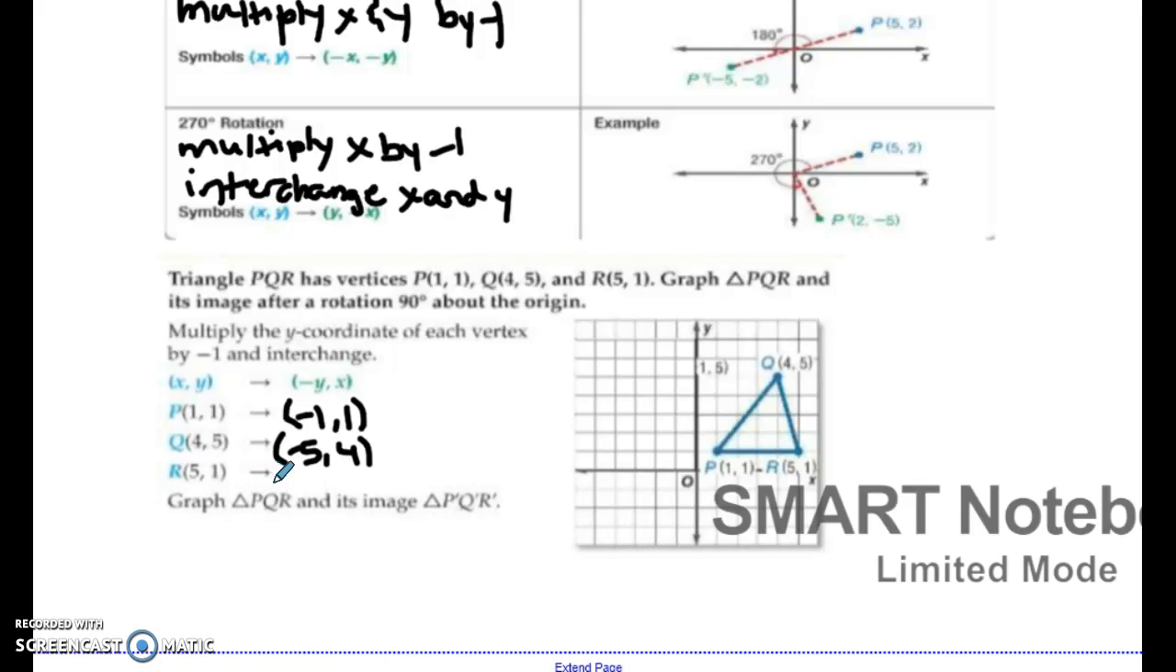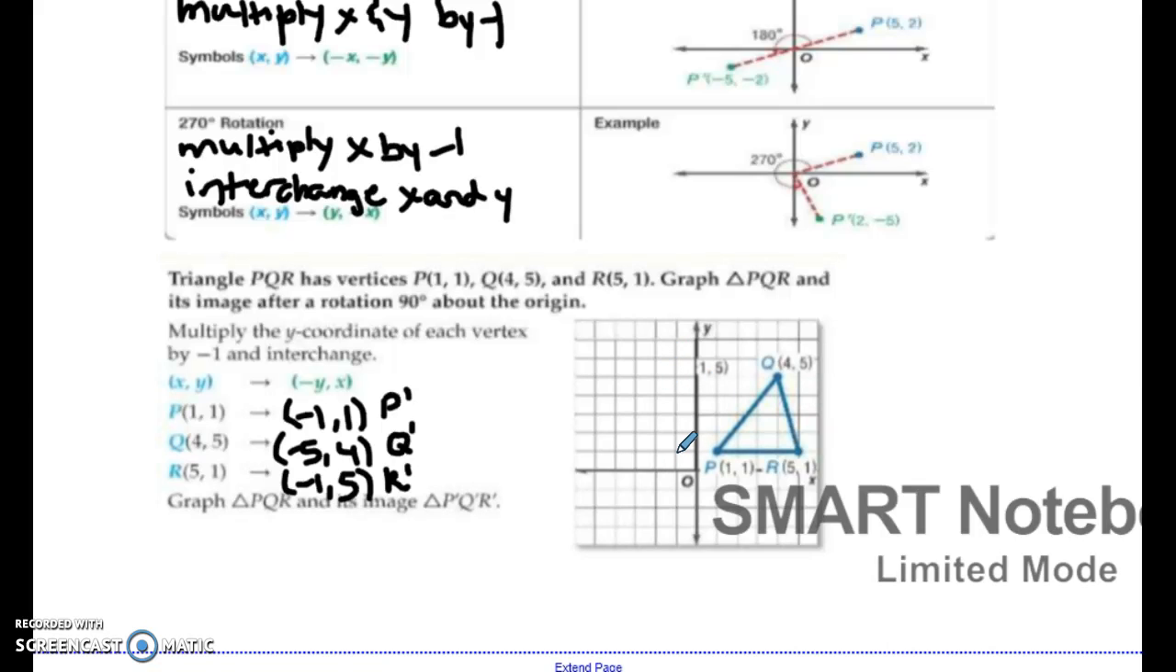For 5, 1 then, I'm going to make that -1 and put it in the x slot, and then 5 becomes my y value. So I'm going to graph now. This is P prime, this is Q prime, and this is R prime. I'm going to graph those to create the image again. We have our pre-image now, we're going to graph the image.